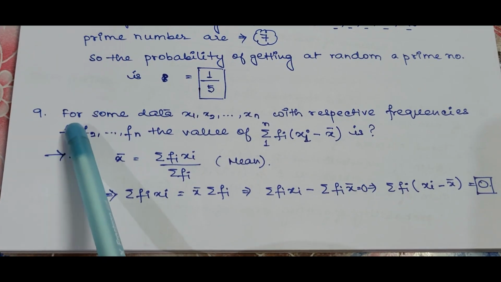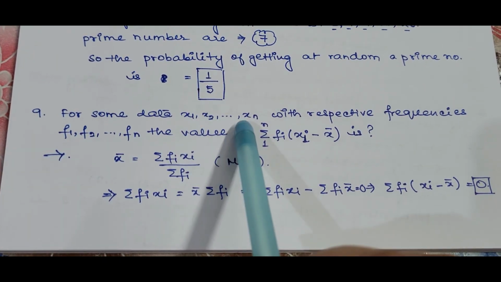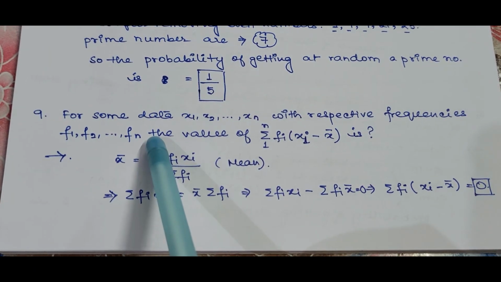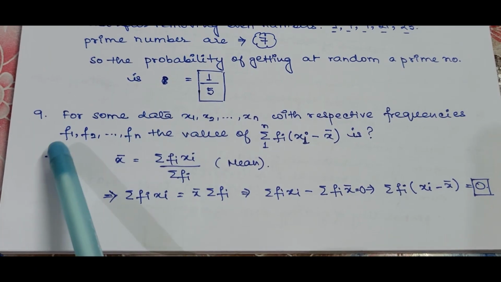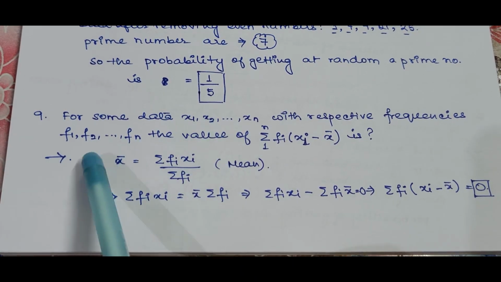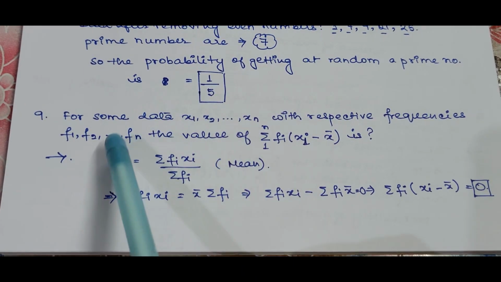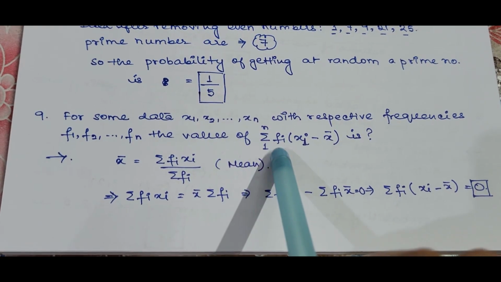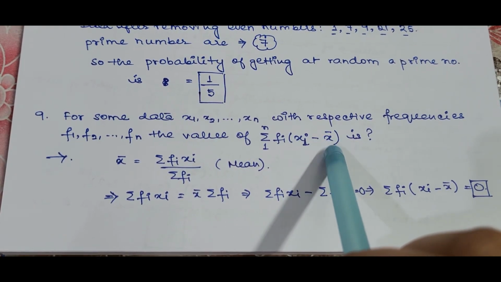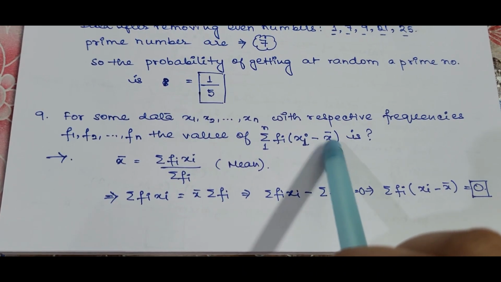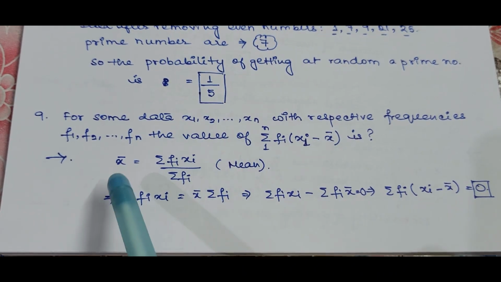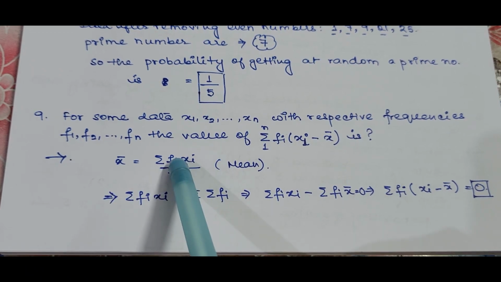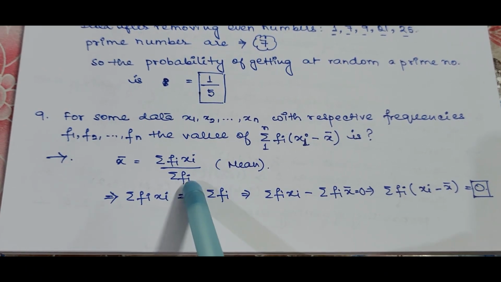Question 9. It says that for some data x1, x2 up to xn with respective frequencies f1, f2 up to fn, that is x1 has frequency f1, x2 has frequency f2 and xn has frequency fn, we need to find the value of the summation of fi (xi minus x bar). This x bar is the mean of these class marks. Okay. So, x bar is given as summation of fi xi divided by summation of fi.